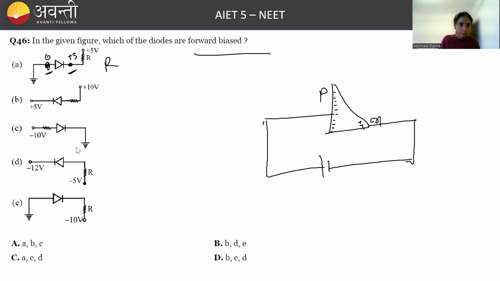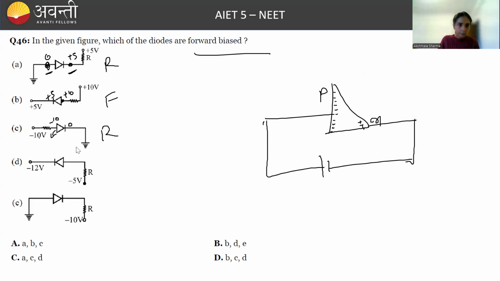Now let's see here. This is connected to +10 and this is connected to +5. So yes, the p side is at the higher voltage, so this is forward bias. Similarly here, this is 0, this is -10. Again, the p side is connected to the lower voltage, right? Because this is -10, this is 0. So that is lower. So again, this is reverse bias.